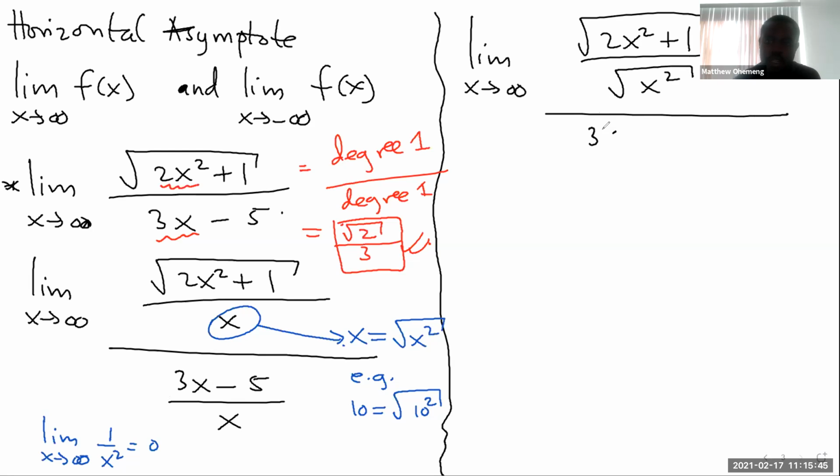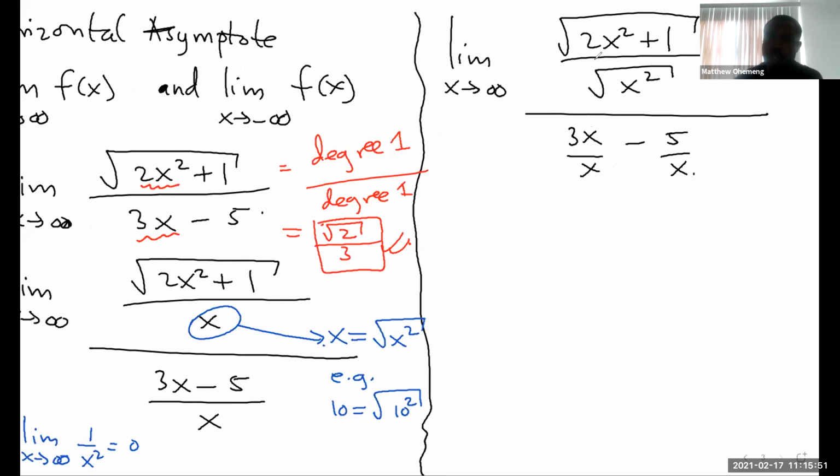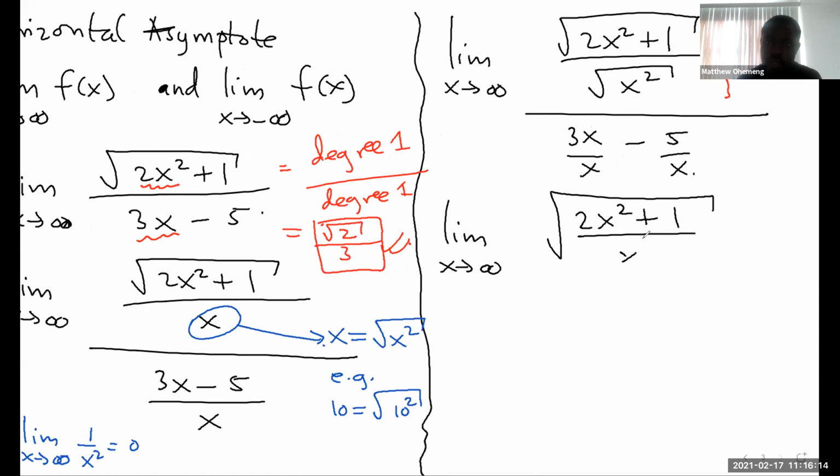Now let's simplify the denominator expression. So that one is 3x over x minus 5 over x, right? And then moving on, because now I have a square root here, recall that the square root of a over the square root of b is the same as the square root of a over b. So with that, we can say this is the limit as x approaches infinity, and I have the square root of 2x squared plus 1 over x squared. And then down here it's just 3 minus 5 over x.